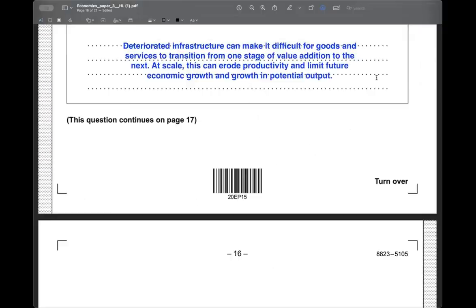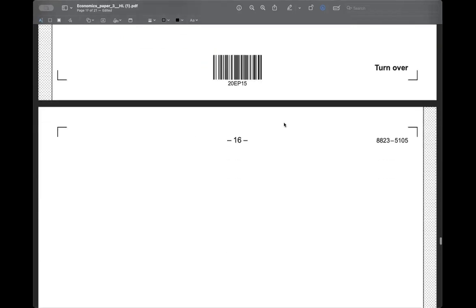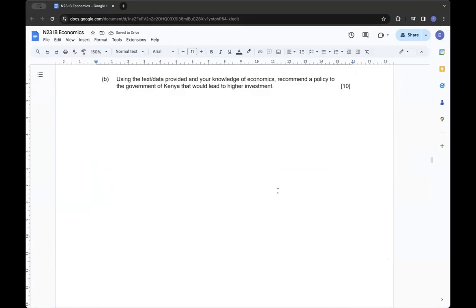Anyway, I can explain that deteriorated infrastructure can make it difficult for goods and services to transition from one stage of value addition to the next. This can erode productivity and limit future economic growth and potential output. That's why I shifted the LRAS curve to the left. Question B. Using the text data provided and your knowledge of economics, recommend a policy to the government of Kenya that would lead to higher investment.